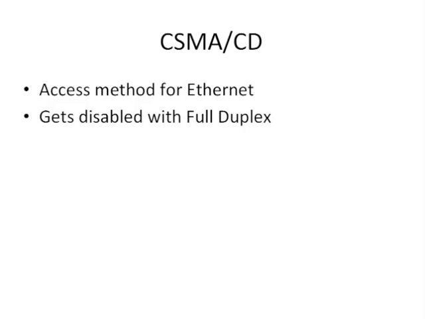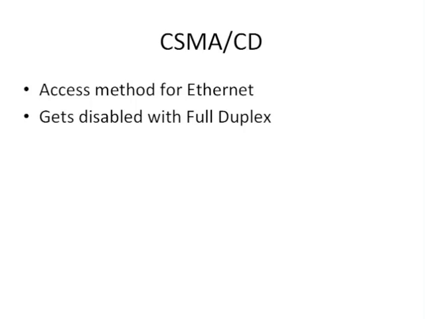You listen to see if anybody's sending. If they're not, you start sending. Continue to listen while you're sending. If you make your entire transmission and you do not hear anyone else sending at that same time, then you can be relatively certain that there was no collision, and you can go on about your business.